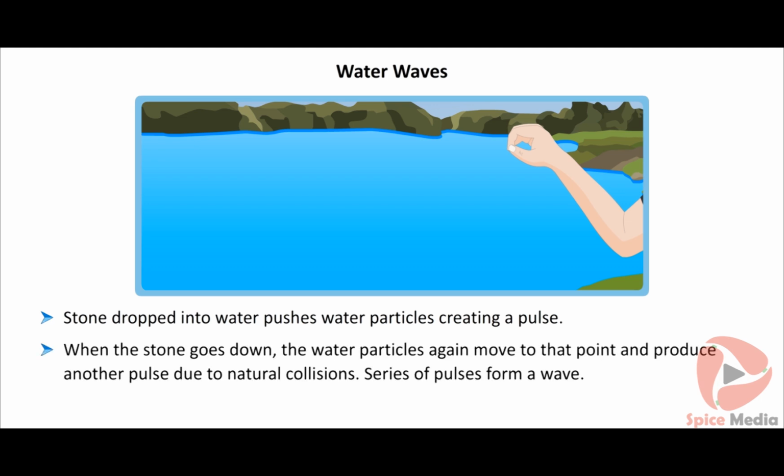When the stone goes down, the water particles again move to that point, and due to natural collisions, they produce another pulse. Each particle performs the same vibration performed by the previous particle. A series of such pulses forms waves. Click on the animation to know the formation of waves.